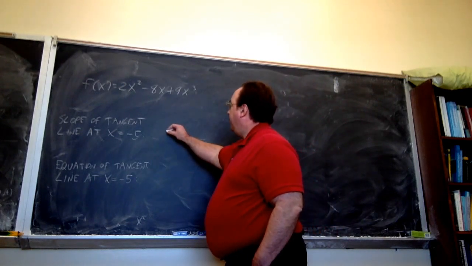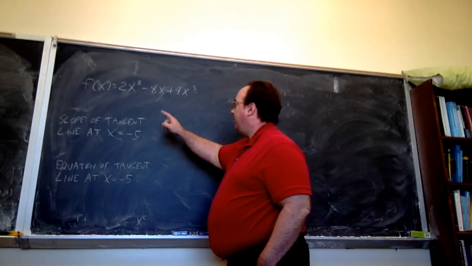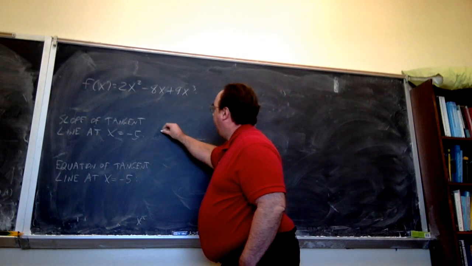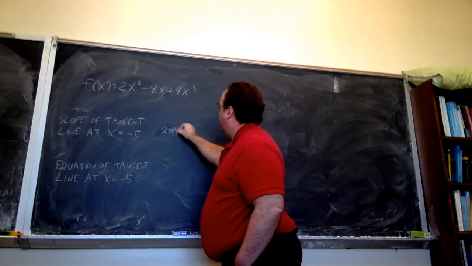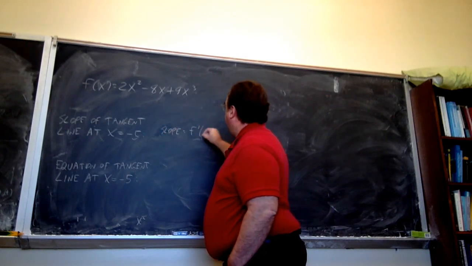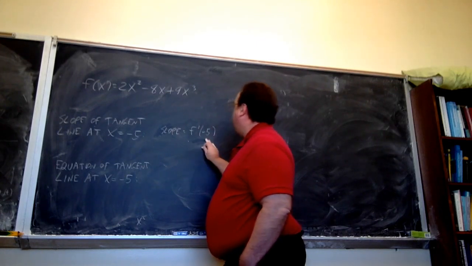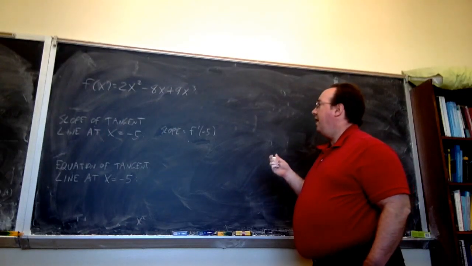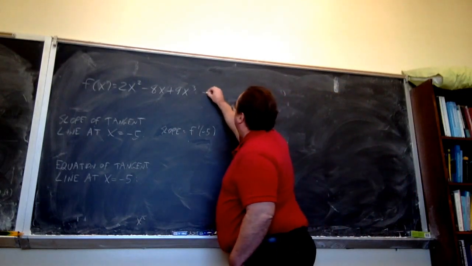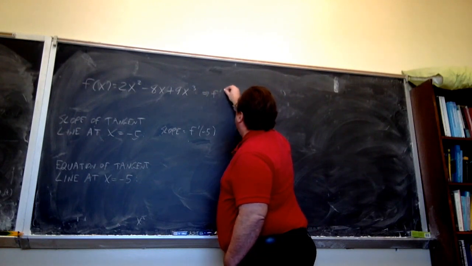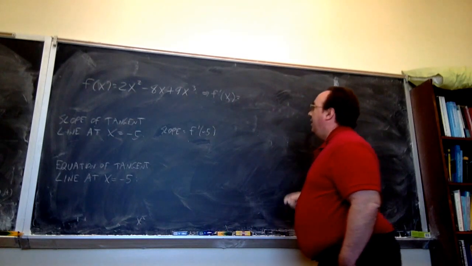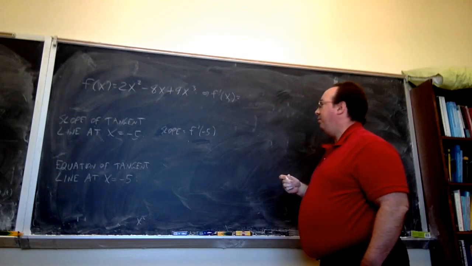To do that, I have to keep in mind that the slope of a tangent line is given by the derivative. So what I need is f prime at minus 5. Now, to obtain f prime of minus 5, what I need is f prime of x. Using the various differentiation rules that I've shown you, the power rule and the sum and difference and constant multiple rules, I can go ahead and compute f prime of x like I did in my previous video.